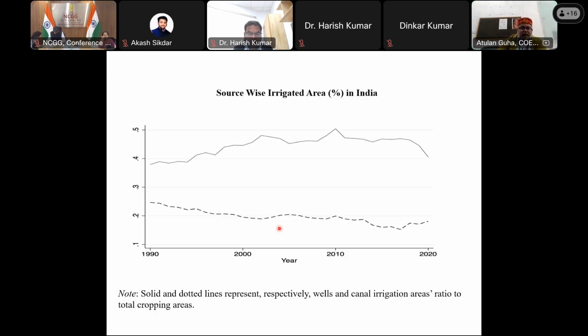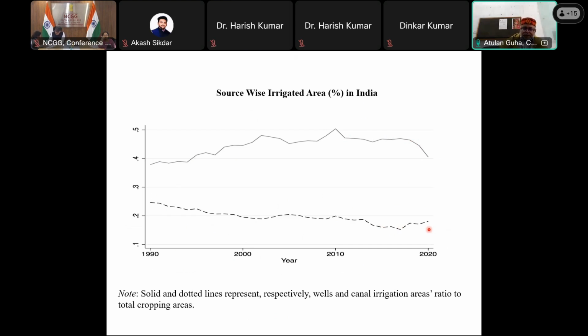And this is the source-wise irrigated area percentage in India. The solid line represents the wells and the dotted line the canals. So we can see that our irrigation is still largely dominated by the wells, and canal irrigation as a percentage is much lower compared to well irrigation. That's the composition of the irrigation we use.